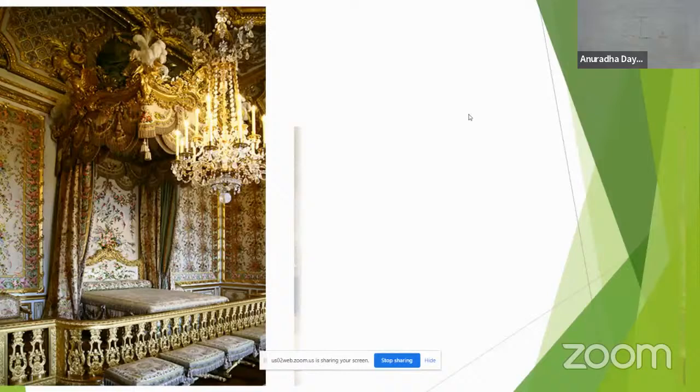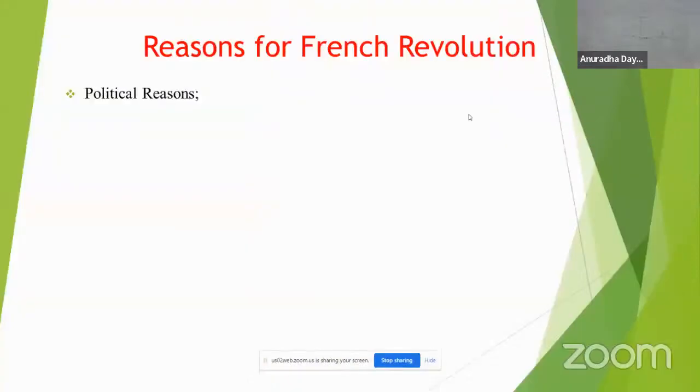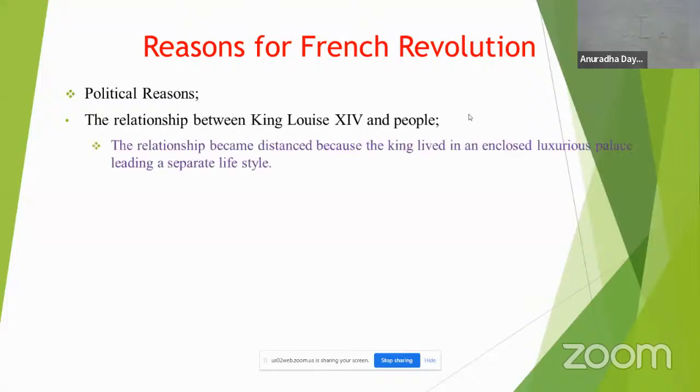And see the bedrooms, golden bedrooms. Everything is in gold. There were more than 100 bedrooms like this in Versailles Palace. And the relationship between King Louis XIV and the people became distant because the king lived in an enclosed luxurious palace, leading a separate lifestyle.